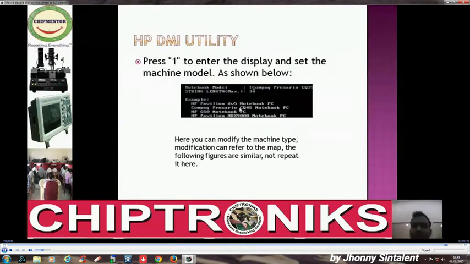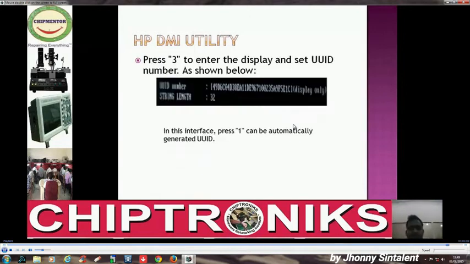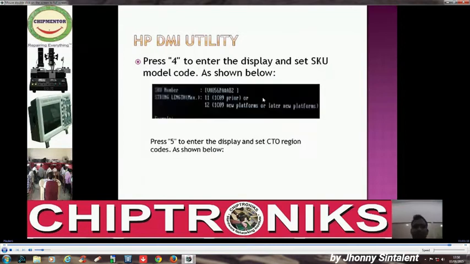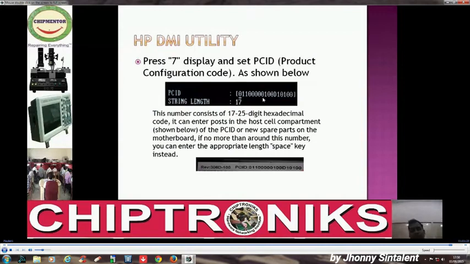We then press 1 to enter the model. What is the exact model? If this is Compaq Presario CQ35, put CQ35. If the motherboard is CQ40, you put CQ40, or DV6, you put DV6. Alright, then we press enter, and you have to write the UUID, and below that there will be one option: press 1 to generate automatically. So you just press 1 and it will generate automatically. Press 4 to enter display and set SKU model code. So you can just put the SKU model code. Similarly, CTO and the remaining ones also, like PCID, product configuration code.